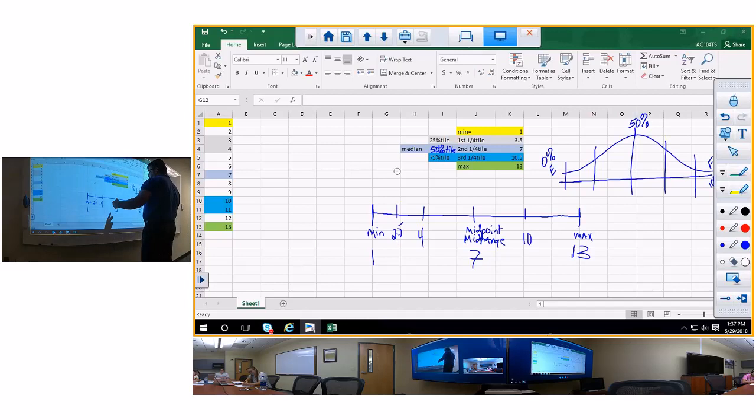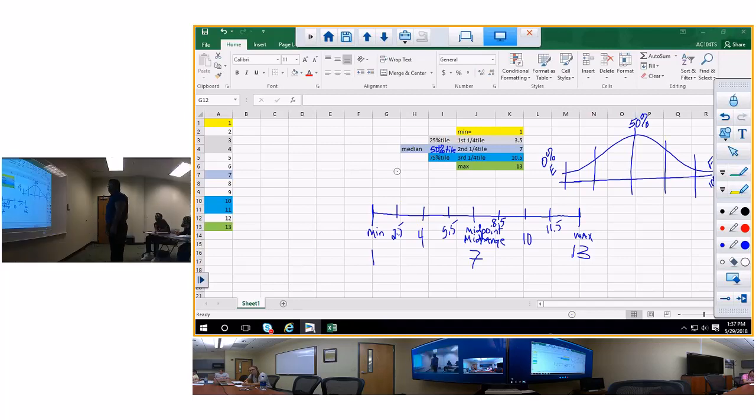4 plus 7? 11, half of 11? 7 plus 10? 17, half of 17? 8.5? 10 plus 13 is 23, 11.5. And that's enough. So I'm done. I'm done with my number line. Now I concentrate on these 3 guys.